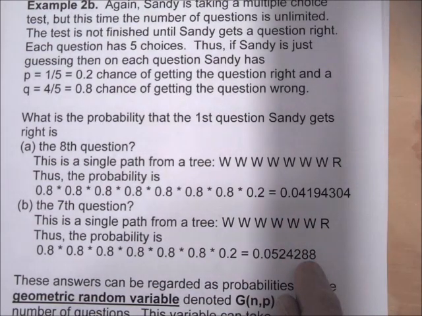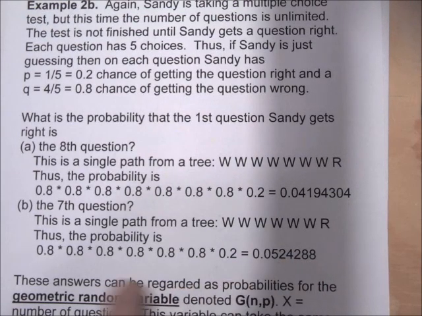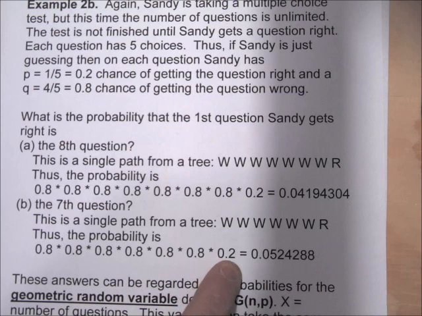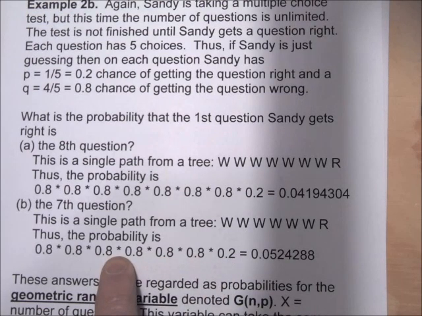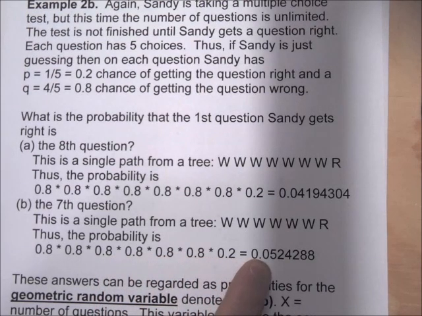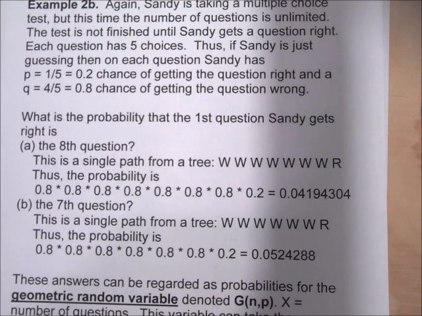Probability that the first question Sandy gets right is the 7th question. Well, we have 6 wrong followed by a right. So we have 0.8 to the 6th power times 0.2, which is 0.05 something.